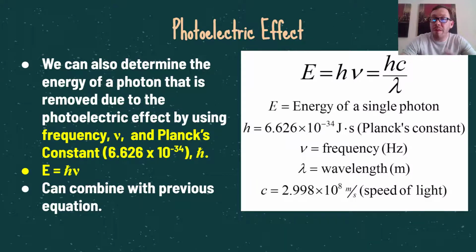Now, we can also determine the energy of a photon that is removed due to the photoelectric effect by using this other formula, where E equals Planck's constant times nu, where Planck's constant is 6.626 times 10 to the negative 34th. So we can combine these equations together and substitute them out and get E equals hc over lambda, where h, again, is Planck's constant, c is the speed of light, and we can directly correlate the wavelength in meters to the amount of energy of a single photon in joules. So let's do a sample problem and see what that looks like.